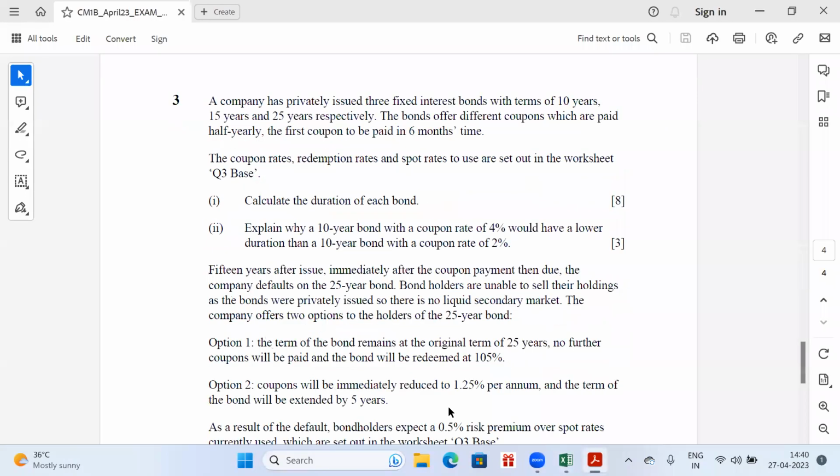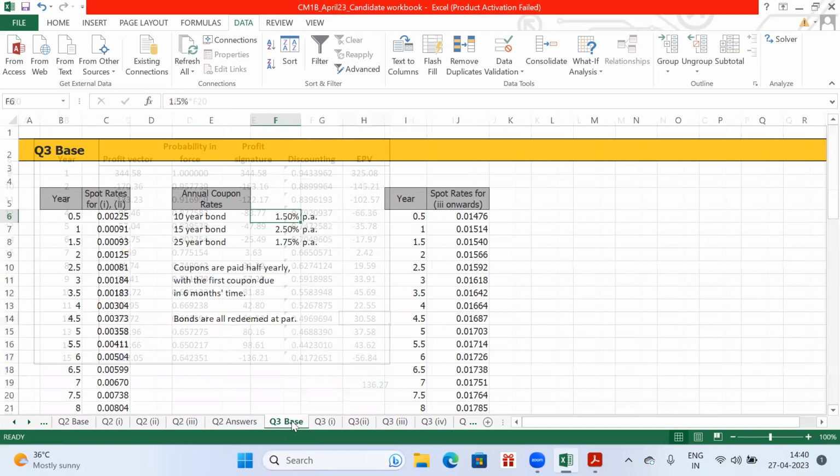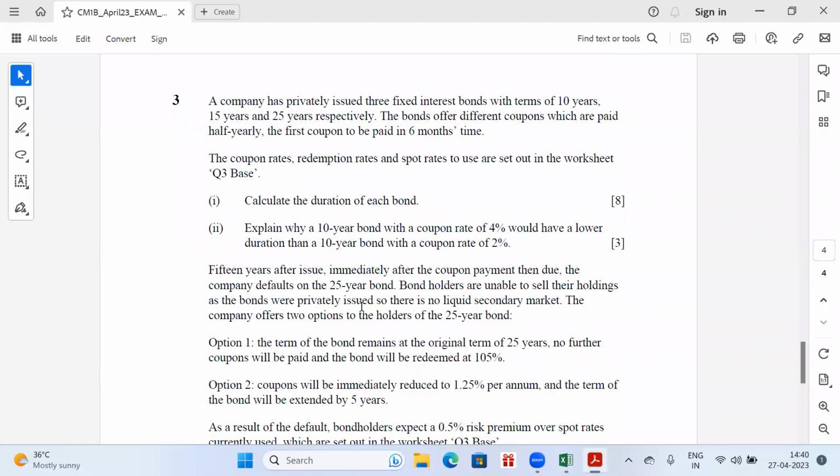Moving forward to the third sum. The third sum says the company has privately issued 3 fixed interest bonds with a term of 10 years, 15 years, and 25 years respectively. The bonds offer different coupons which are paid half yearly. The first coupon to be paid in 6 months' time. The coupon rates, redemption rates, and spot rates to use are set out in the worksheet.